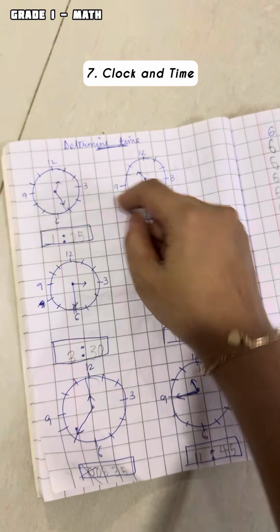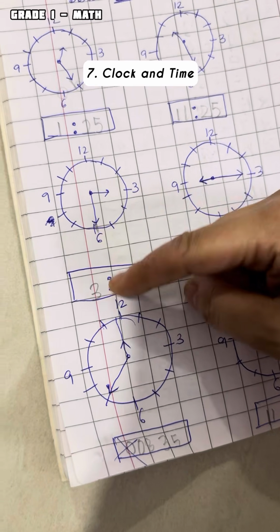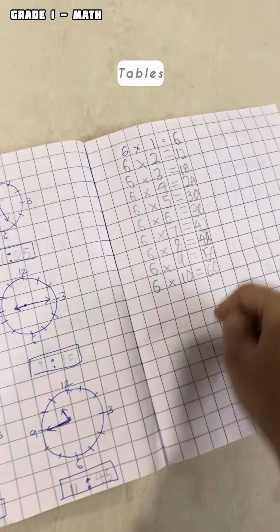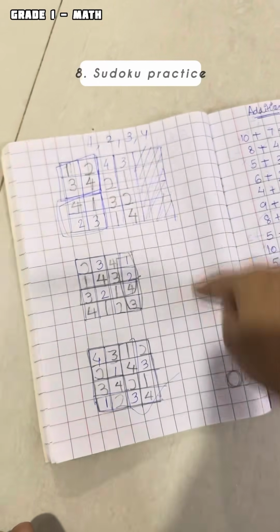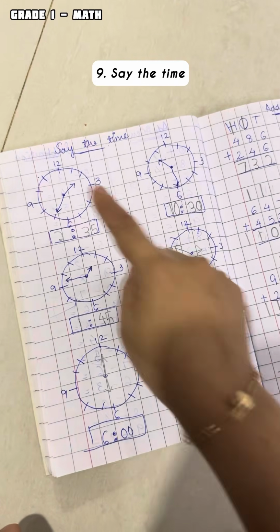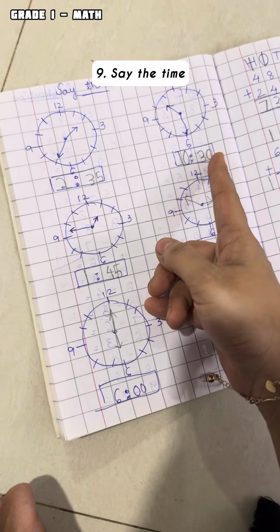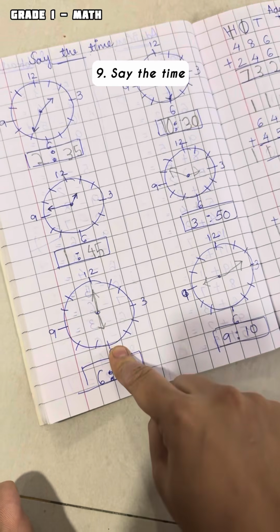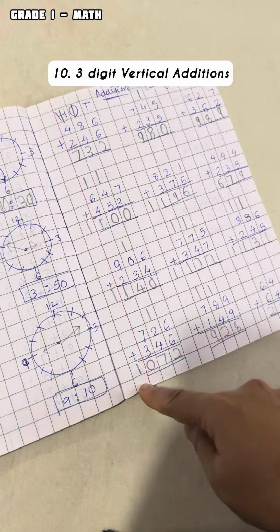Similarly, I've given hands over here and I've told him to write what is the time. Small hand is at 3, so 3 hours, and big hand is at 6, so 30 minutes. Now over here we were trying to teach him the 6 table. Then I've given a little bit of Sudoku and then addition, subtraction. Over here I've given big hand representation and he has to write the time. And here I've given the time and he has to draw the hands. Then addition, I've done 3-digit additions.